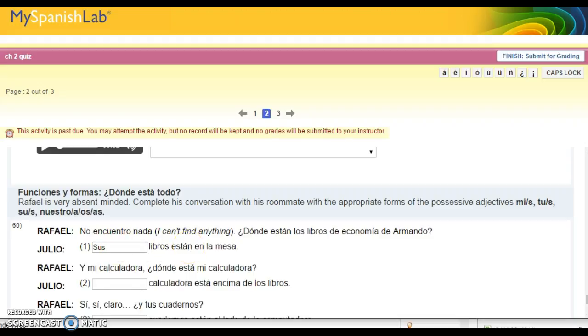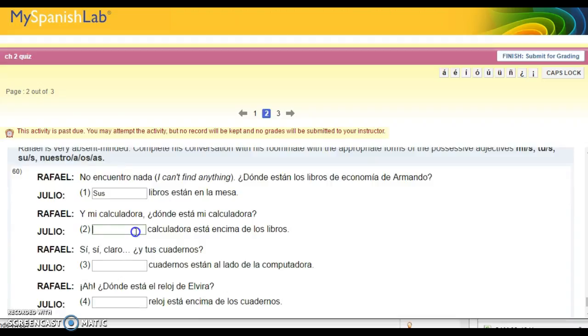So sus libros. Okay. Y mi calculadora, ¿dónde está mi calculadora? And so the response is tu calculadora. Your calculator is on top of the books, and it's singular, calculadora, so I use the singular form, tu. Yes, of course.